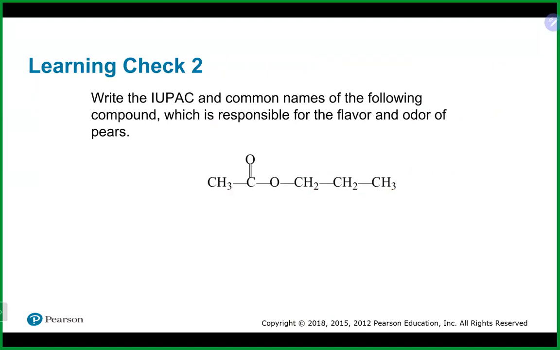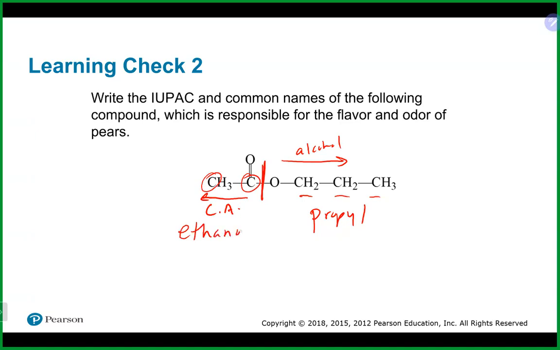So this guy here, we look at this right there, that's going to be our alcohol part. So that is 1, 2, and 3, which gives us a propyl. Coming this way is going to be our carboxylic acid part, which is 1 and 2, so that's going to be ethanoate. Putting those together should give us propyl ethanoate in this case.